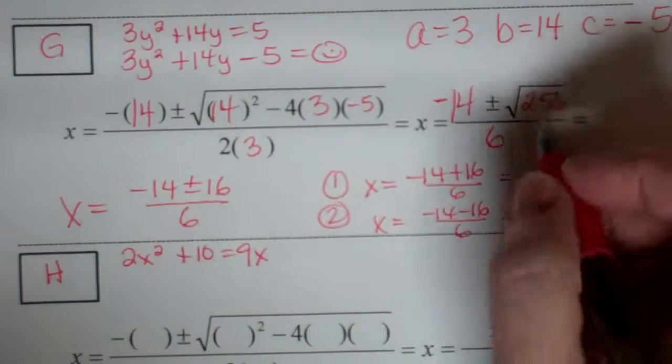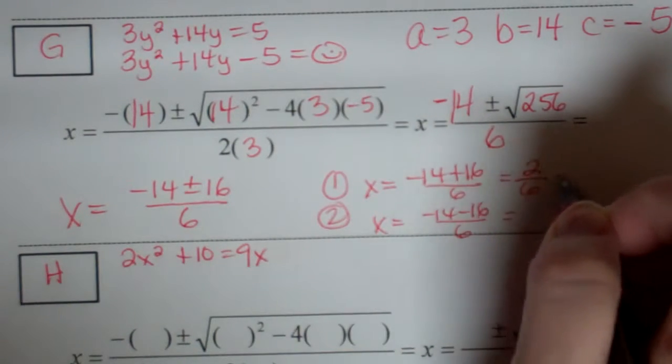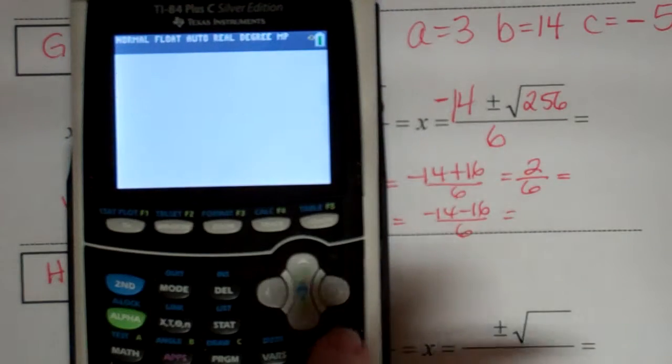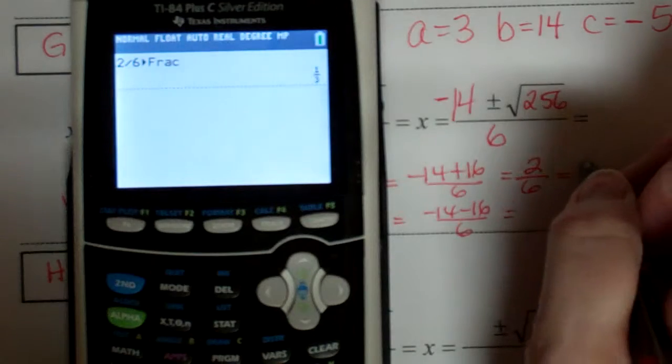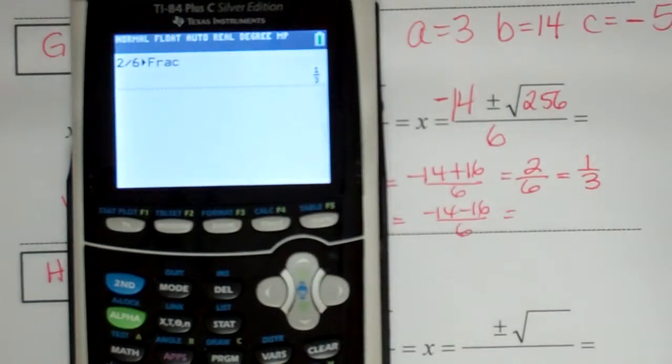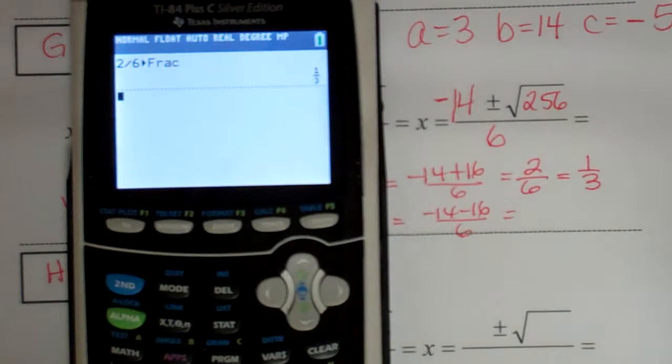Negative 14 plus 16 is 2. 2 divided by 6 is, I'm going to show you how to do this. You just take your calculator and you go 2 divided by 6, math, enter, enter. And I'm going to get 1/3. Now on a test, if you stopped at 2/6, I'd just be happy to see it because it's correct. But on multiple choice, they're going to reduce, so know how to get that.